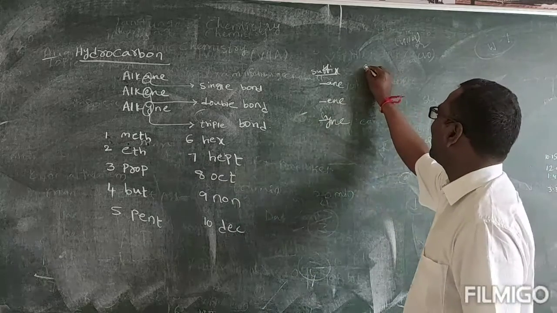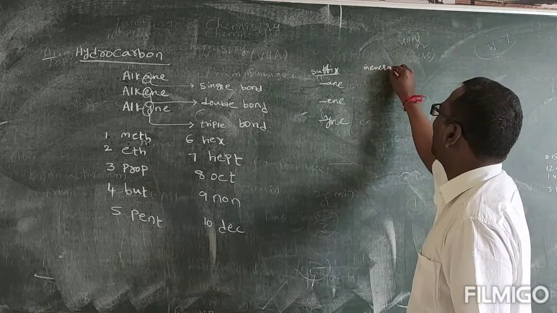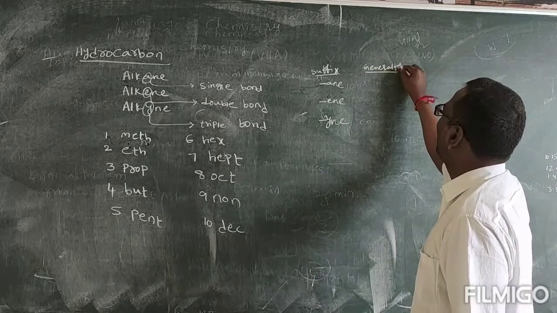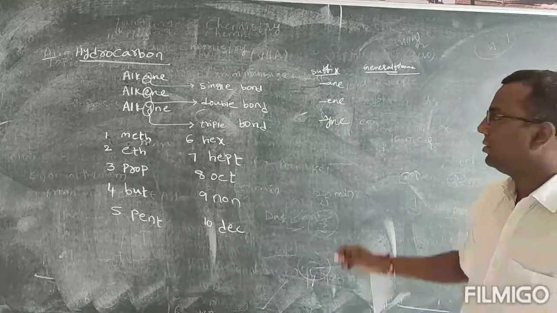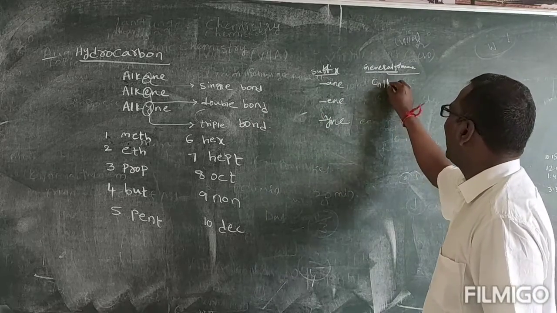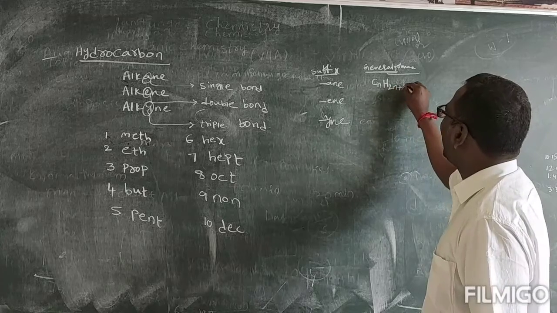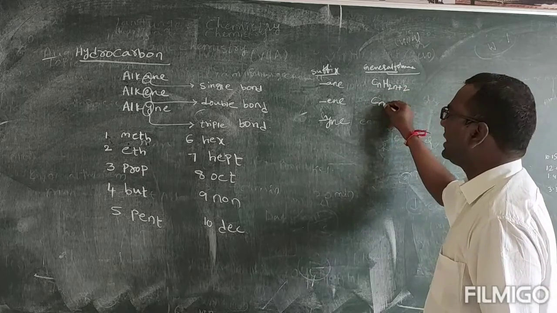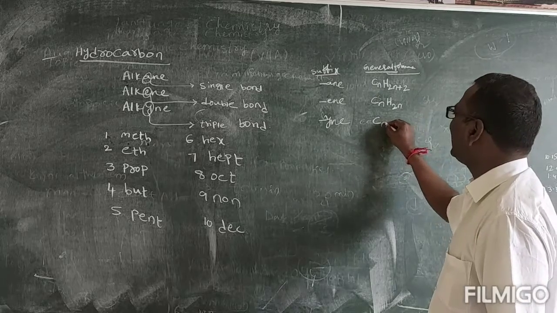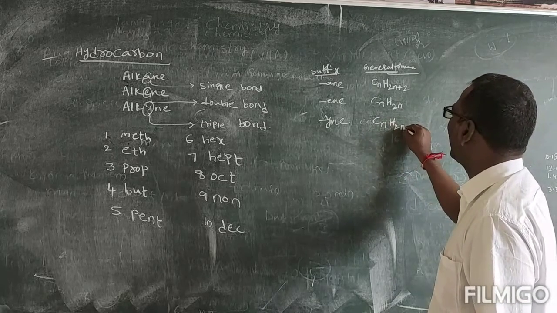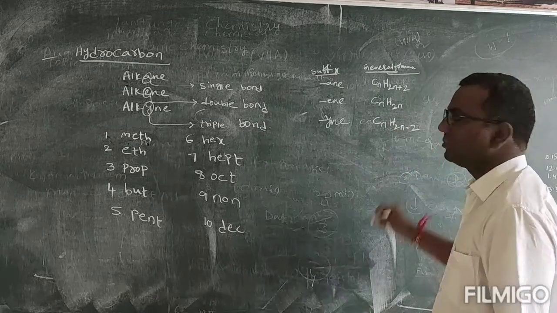Now we will write the general formulas. What is the general formula of alkanes? CnH2n plus 2. And alkene is CnH2n. And alkynes is CnH2n minus 2.